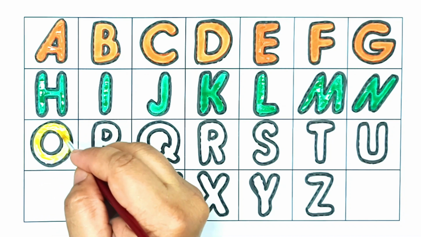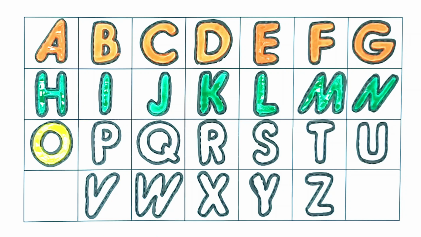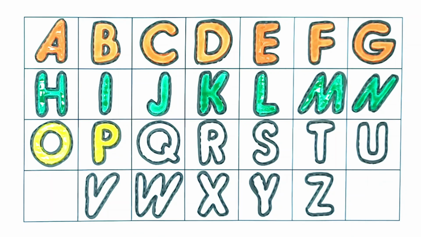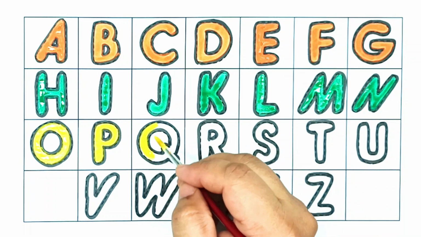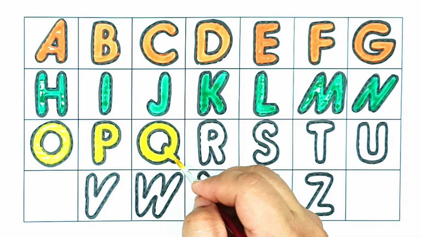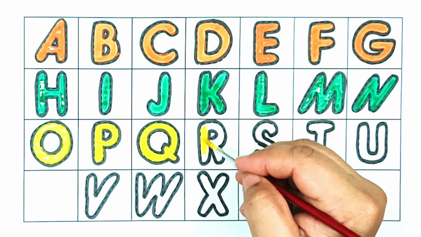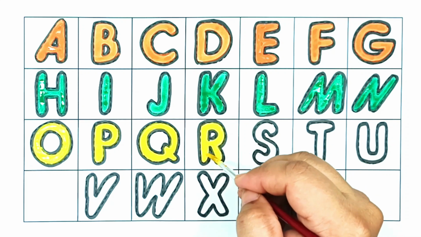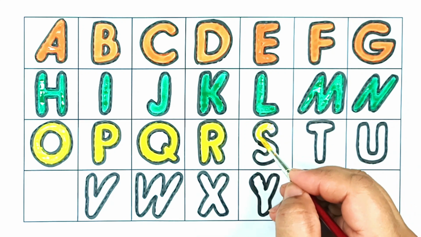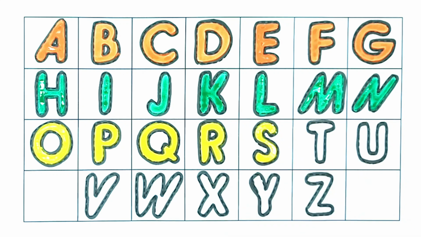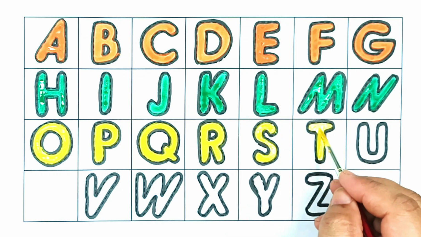O for onion, O for onion, P for pen, P for pen, Q for queen, Q for queen, R for ring, R for ring, S for star, S for star, T for train, T for train.